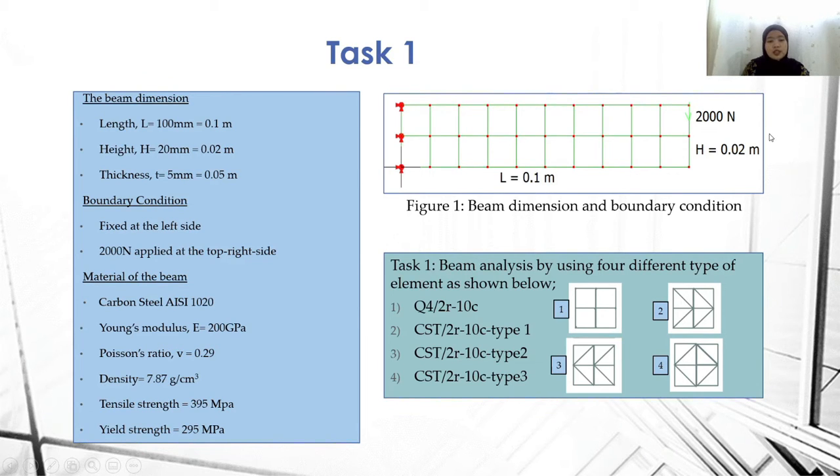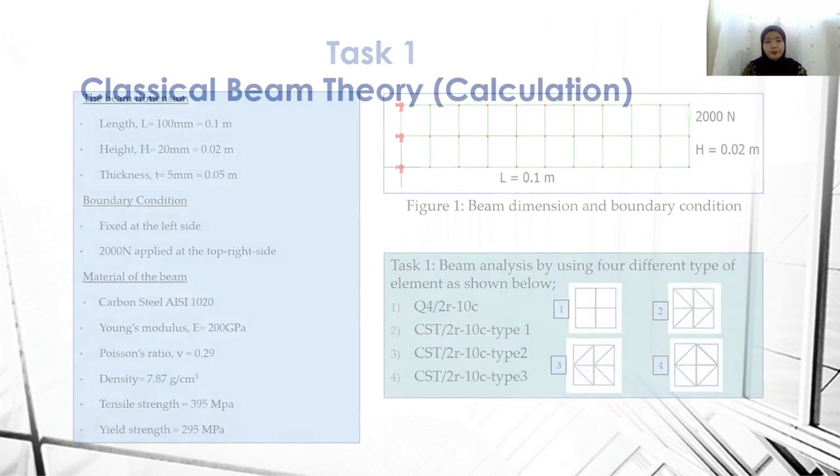For material, since it's given Young modulus 200 gigapascal in the question, I assume the material will be carbon steel IC1020. For the material properties, Poisson ratio is 0.29, density 7.87 grams per centimeter cubed, tensile strength is 395 megapascal, and yield strength is 295 megapascal.